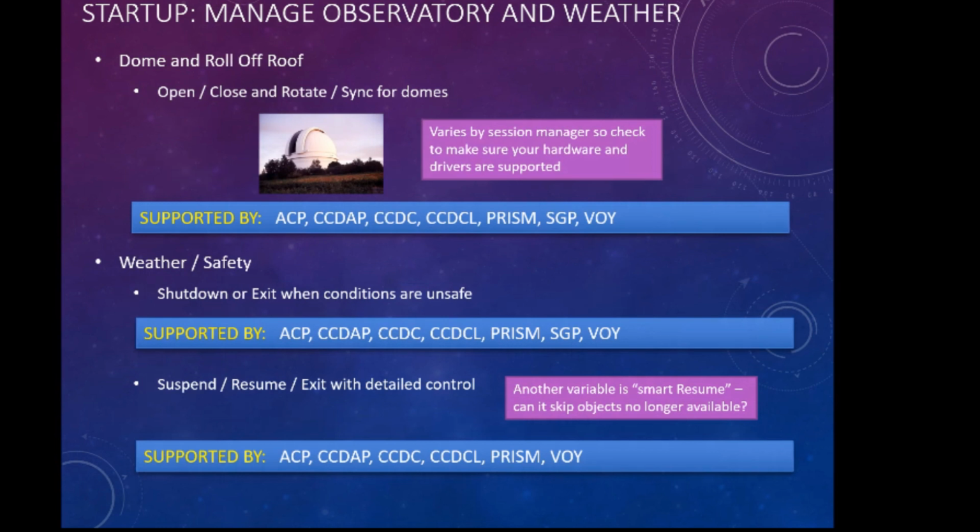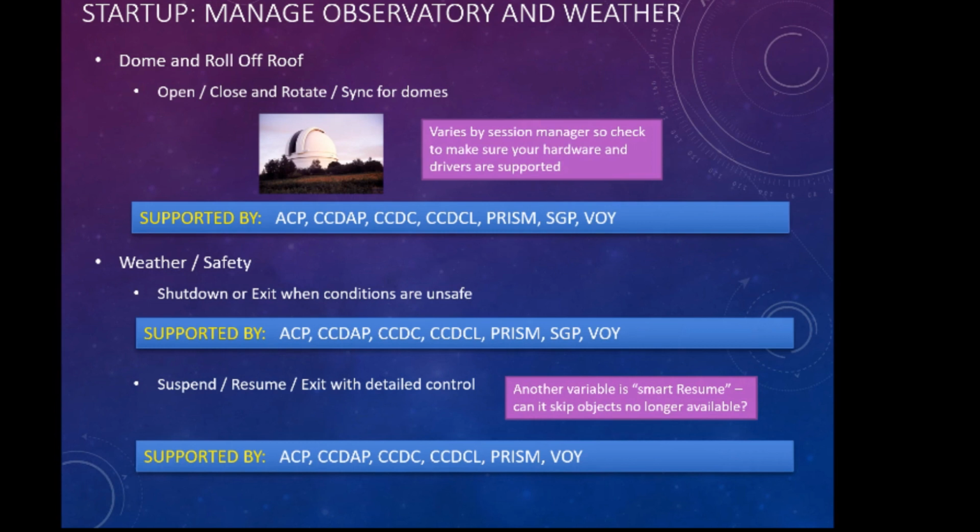If you have an observatory and a roll-off roof, it's definitely almost a mandatory feature that the software will be able to open and close and rotate a dome and stay in sync with the mount position, and also manage the observatory under weather conditions. So if the clouds come in, you want to suspend imaging and resume.